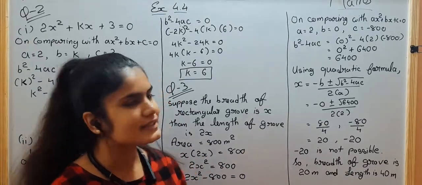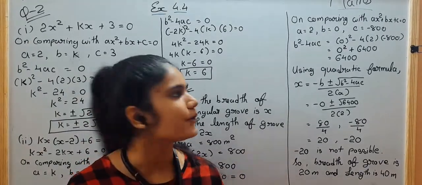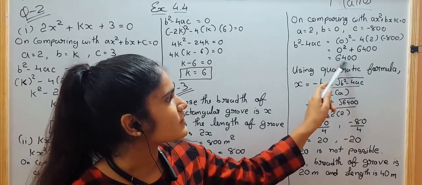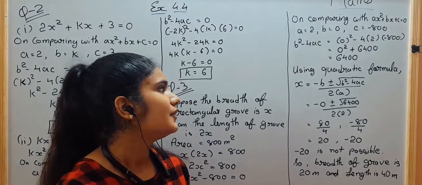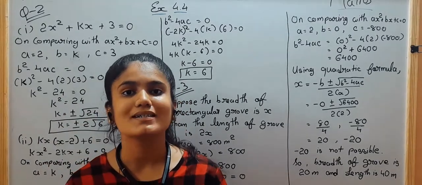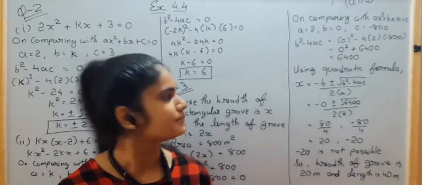We will substitute these values in the b square minus 4ac formula and get the answer 6,400, which means that two real distinct roots exist.